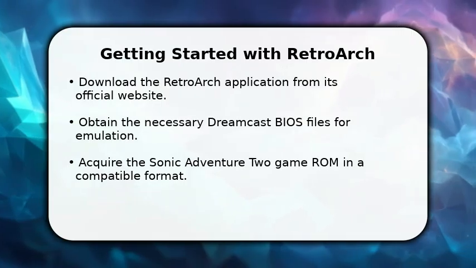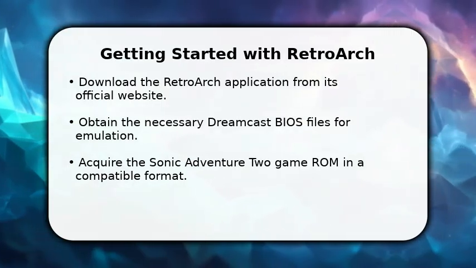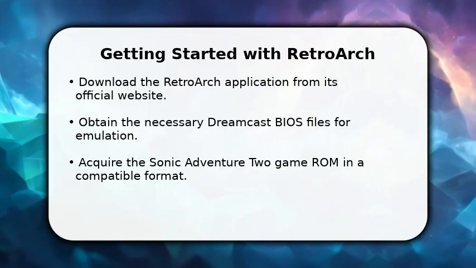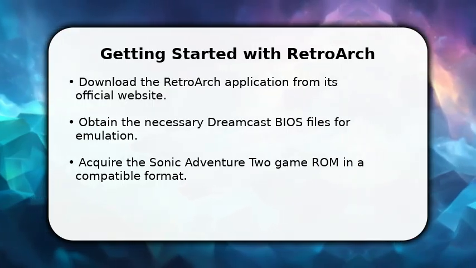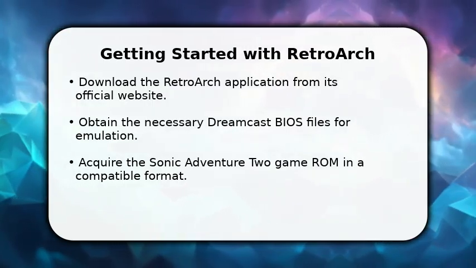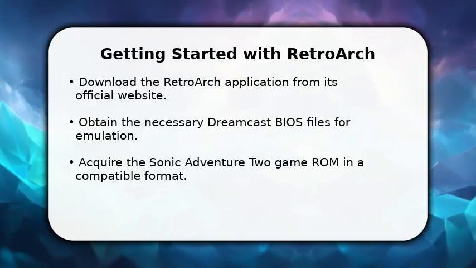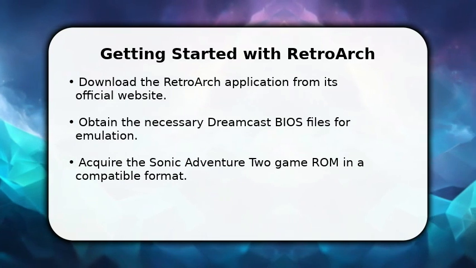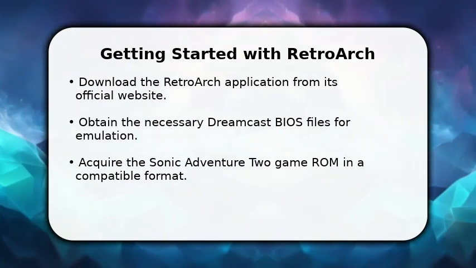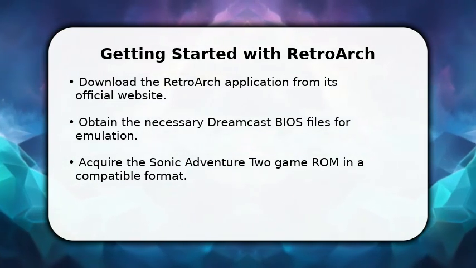Next, acquire the necessary Dreamcast BIOS files, often named dc_boot.bin and dc_flash.bin. Finally, find the Sonic Adventure 2 game ROM in a compatible format such as CHD or GDI. Once you have these three essential components, you are ready to begin the installation process.